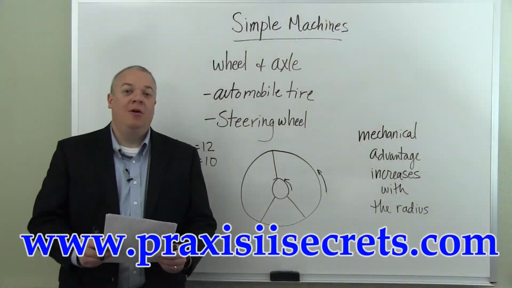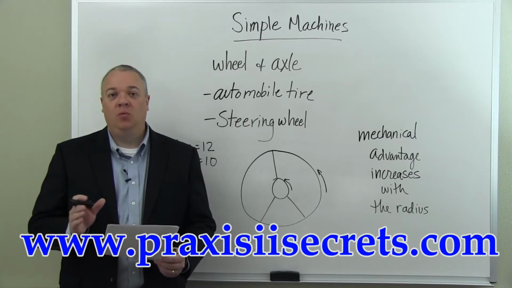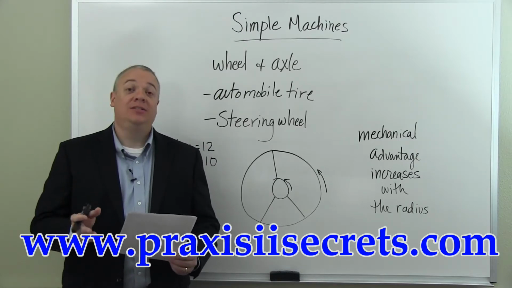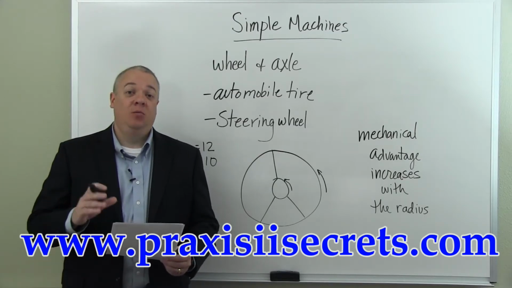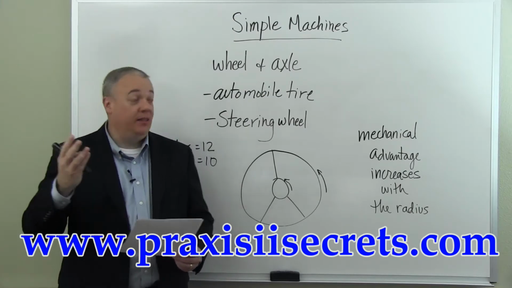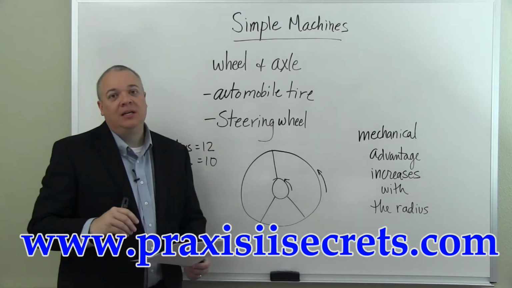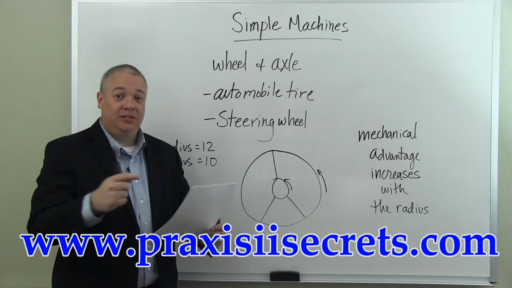Today we're going to briefly go over one simple machine, the wheel and the axle. The wheel and the axle, categorized as a simple machine, and we want to talk about mechanical advantage of the wheel and axle. Essentially, with a wheel and an axle, most people tend to think of an automobile tire, because that's usually what we talk about as a wheel and an axle. Two wheels attached by an axle.